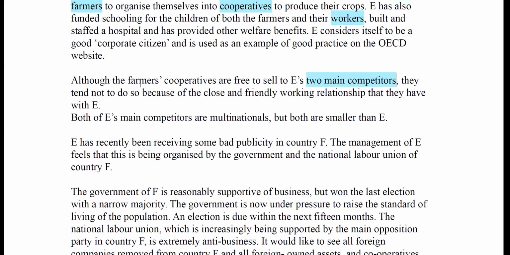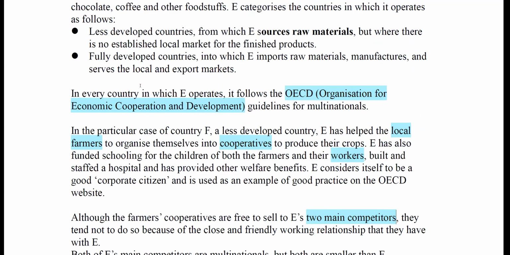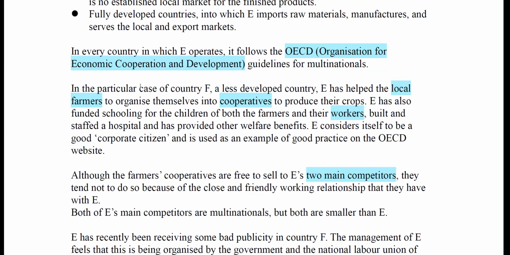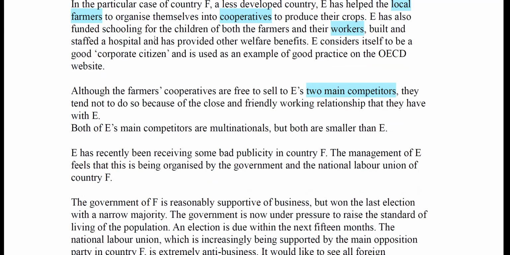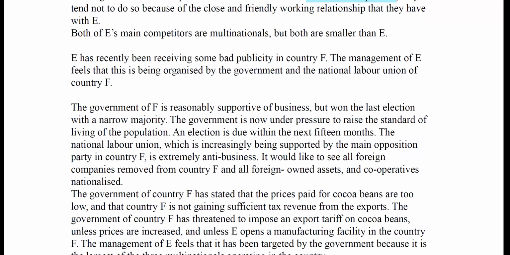Stakeholders. Okay. So how many stakeholders have we identified so far? You tell me where we categorize them: connected, internal, external. OECD? External. Local farmers? Connected. Cooperatives? Connected. Workers? Connected. The community? External. Competitors? External. Okay. So the 2 main competitors are multinationals.